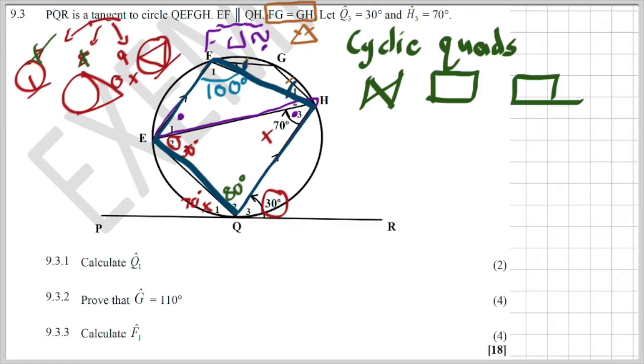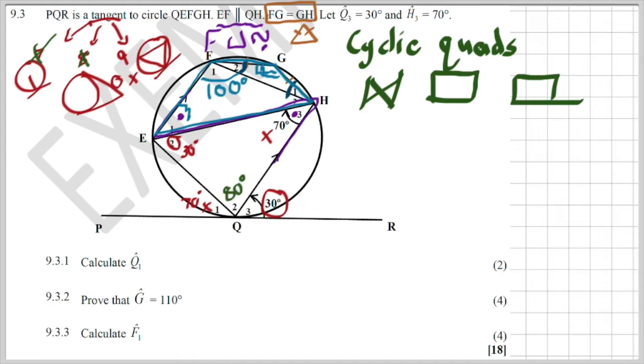So in the first cyclic quad, I could say that in that cyclic quad EFHQ, that angle F1 is 100 degrees. Or, looking in the other cyclic quad, which is the smaller one that I highlighted there, EFGH, I can also use it to calculate angle G by using opposite angles of a cyclic quad. Okay? Now, you'll see that E1 and G is related by using opposite angles of a cyclic quad.